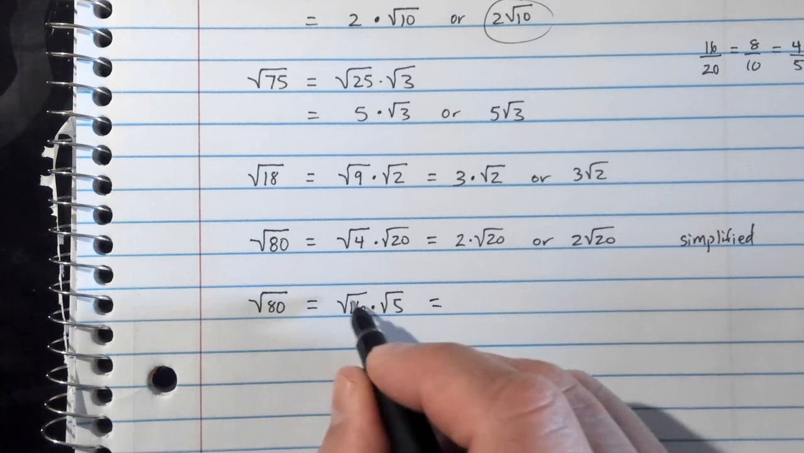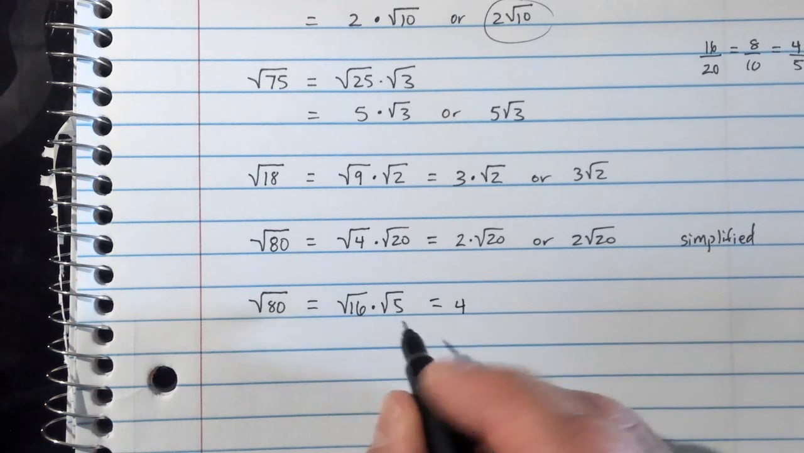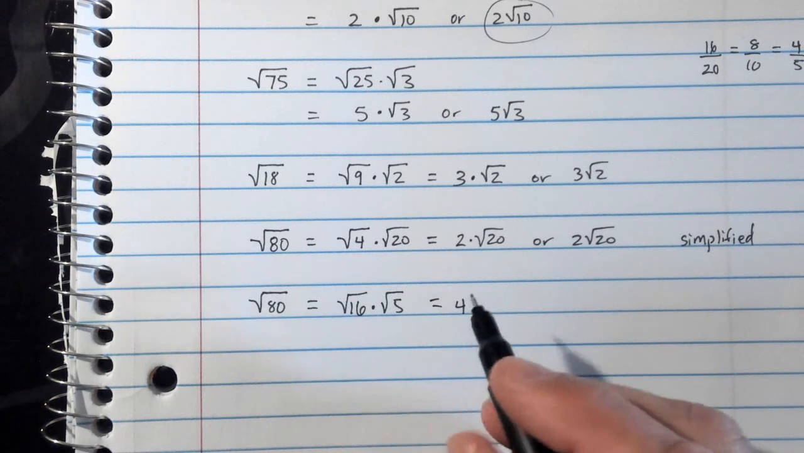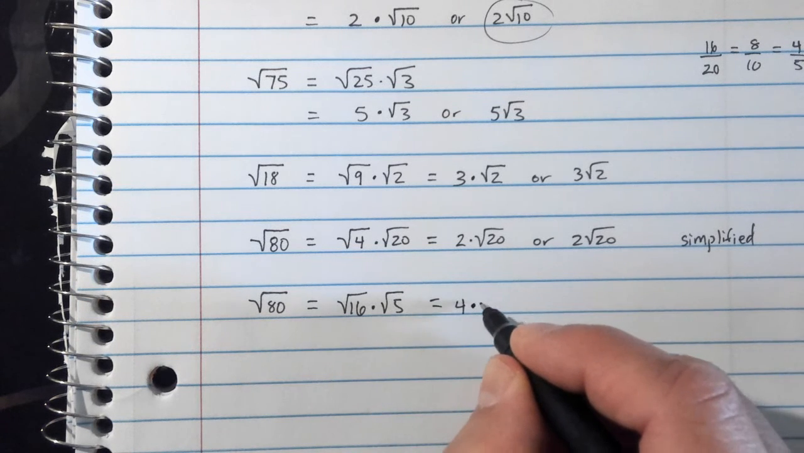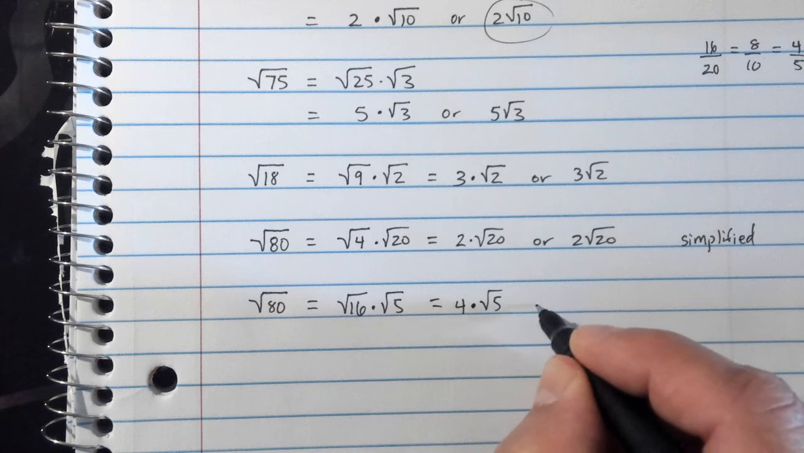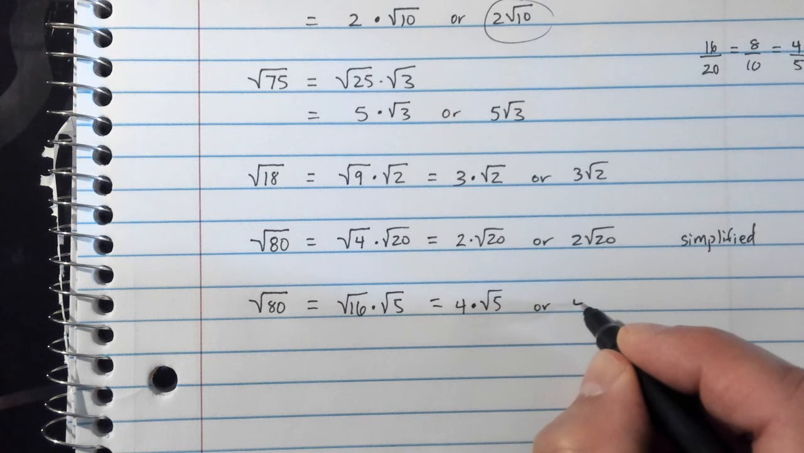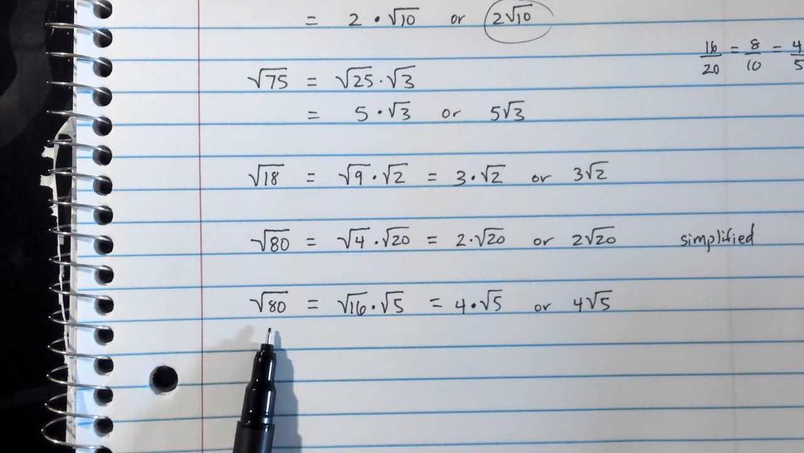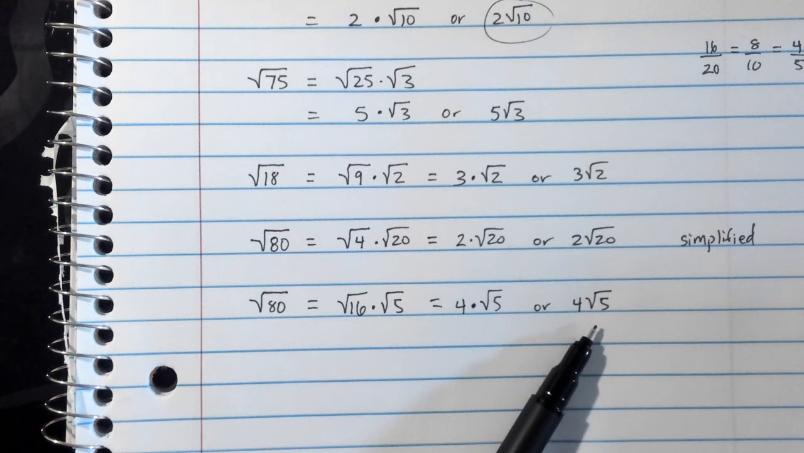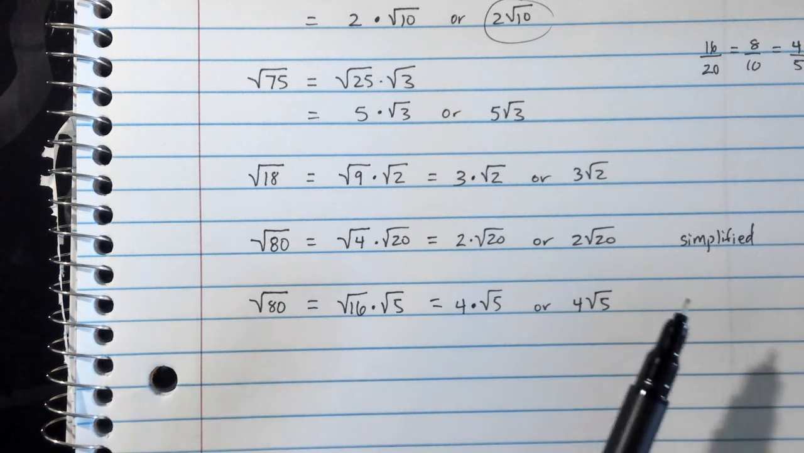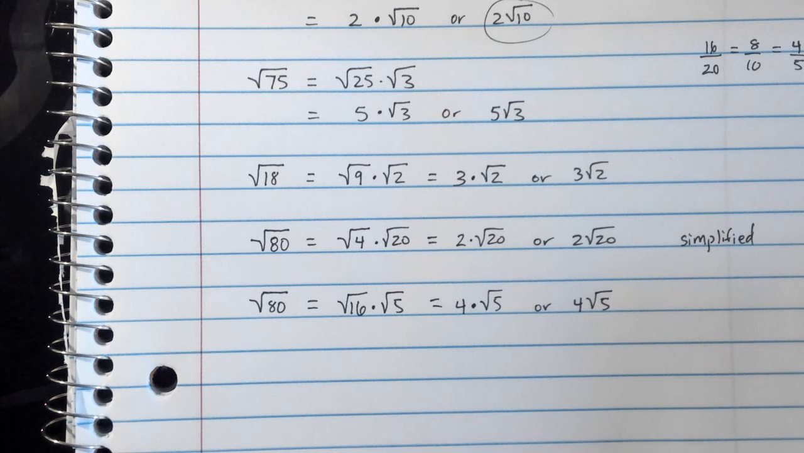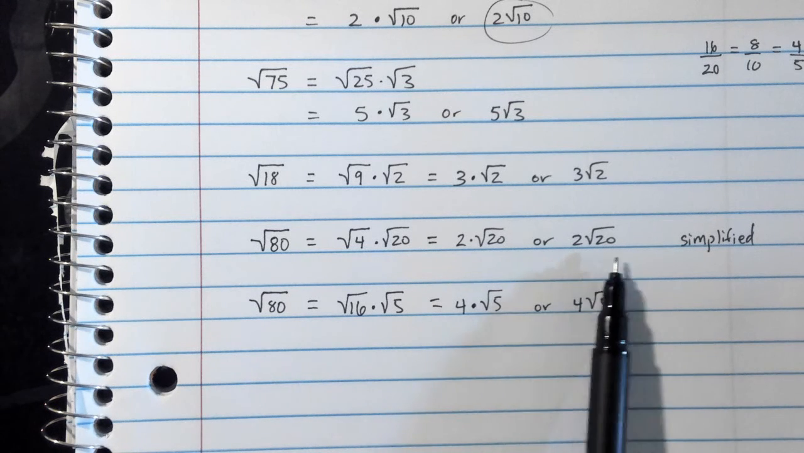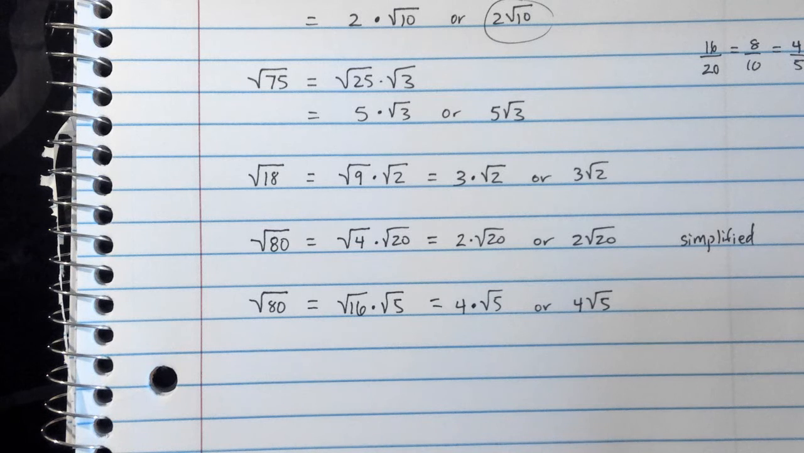Square root of 16 is 4, and you don't know the square root of 5, it's like 2 point something. So the answer to this question is 4 radical 5. 2 radical 20 is kind of correct. So it'd be like half credit for that answer.